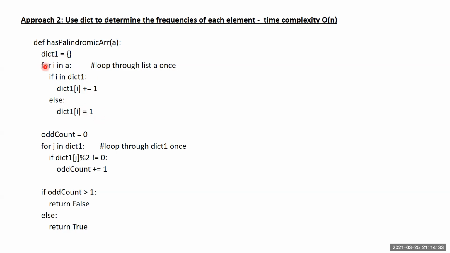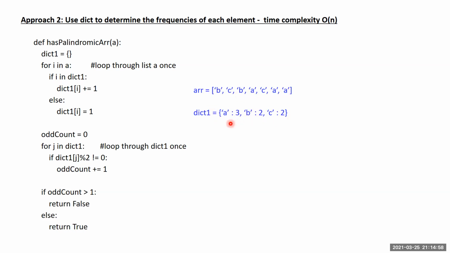So after this loop, you will have built up the dictionary. For example, if this is your array, after this loop, you will build up this dictionary, whereby each of the array elements is a key for the dictionary, and the value is the count, the number of occurrences of that key in the original array.